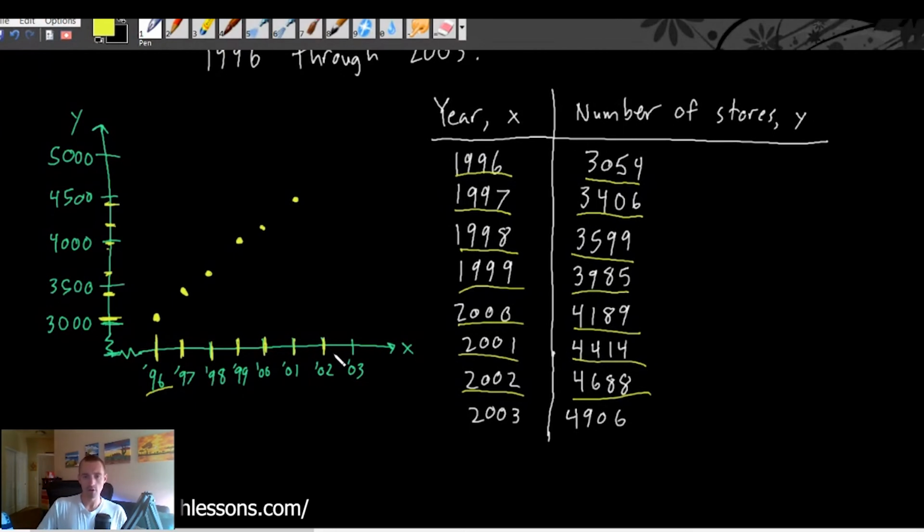2002 is going to be right here, and then 4688 is going to be a little bit above 4500, obviously decent amount below 5000, so below halfway, so probably right about here, and then up from there, so we're going to be right about there. And then 2003, 4906. 2003 is here. 4906 is pretty close to 5,000, not quite there though. So probably right about there. So this is basically what we end up with as a scatter plot. That pretty much is everything that we have to do here.